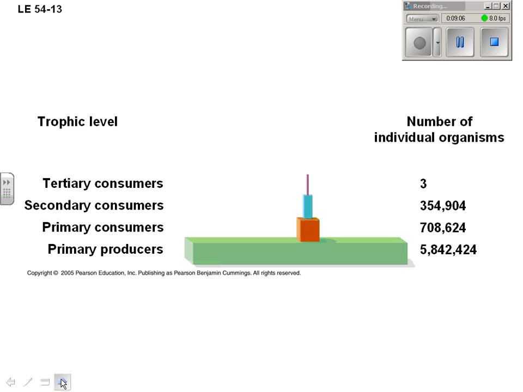Or we could do what's called a pyramid of numbers, where just by sheer numbers, there are 5 million primary producers, 5 million pieces of grass or grass plants, if you will, feeding 708,624 primary consumers. Say insects and bugs, which is an insect, and rabbits and things like that that eat grass. Okay, and then, I mean, there wouldn't be that many rabbits, but you can see the idea with a pyramid of numbers.